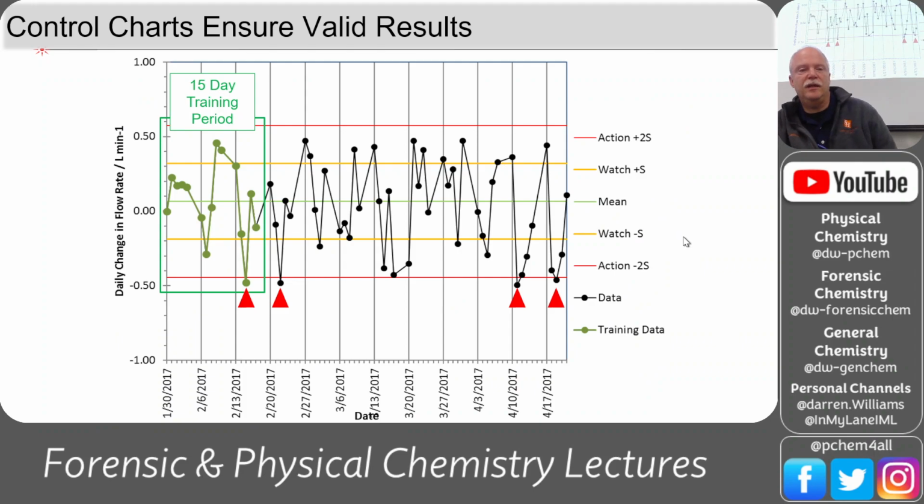So let's look at some of the control charts that you're going to have. You have the 15-day training period. Notice during that 15-day training period, what we'll see in the spreadsheet is just the data. We won't see a chart. After you get that data, you can calculate the standard deviation and the mean, and what you have is the mean, and this is plus S.